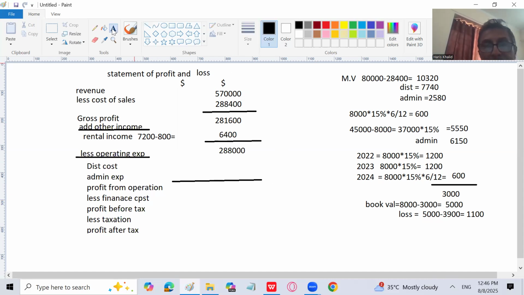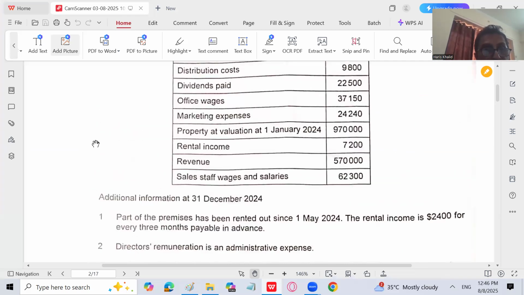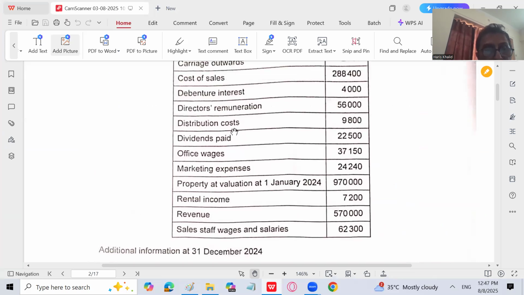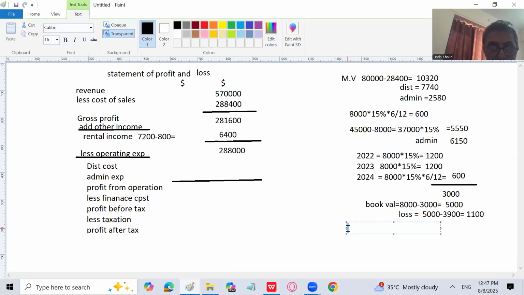I hope you are able to understand everything I have gone through. So the distribution cost: director's remuneration is an admin expense. First, let's talk about the distribution expense. We will go for the working, obviously. Distribution cost is 9,800. So let me write here for distribution cost, that is 9,800.